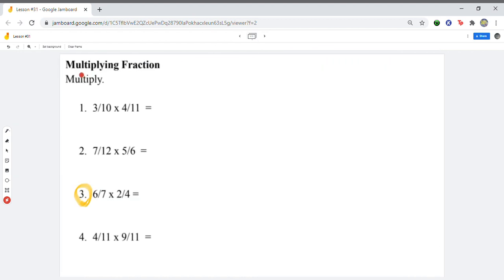For the second section, we're going to go over how to multiply fractions. We're going to multiply number 3 over here. I'm going to just rewrite it over here. It's 6/7 times 2/4. In order to multiply fractions, it's very easy. It's very different from how you add or subtract fractions. All you have to do is multiply across. You don't have to worry about having a common denominator. That's only for when you're adding or subtracting, but when you're multiplying, your denominator doesn't matter at all. All you have to do is multiply across. 6 times 2 is 12, 7 times 4 is 28.